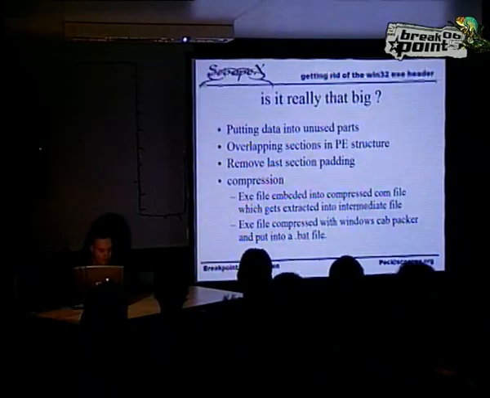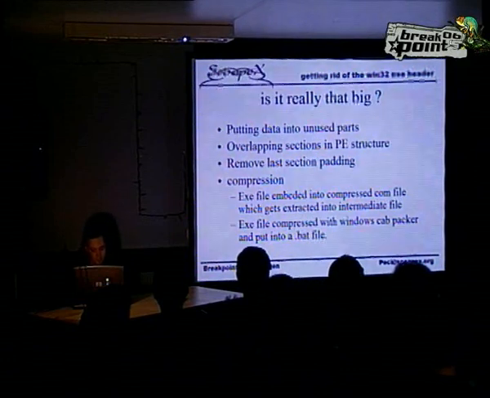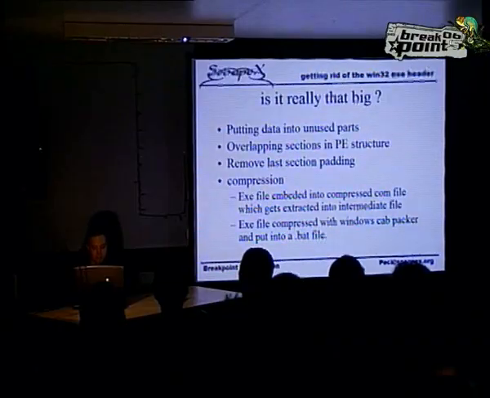Two common methods there are to embed the exe file into a COM file, where the COM file just extracts the exe file to a file and then executes it. The second commonly used method is to use a Windows cat packer and put everything into a batch file. But both methods still need to create a temporary file, and I'm not happy with that solution.